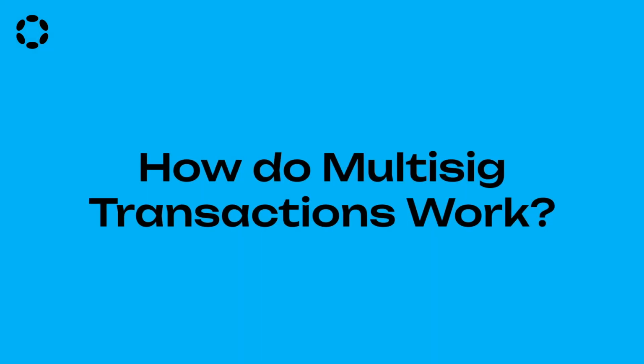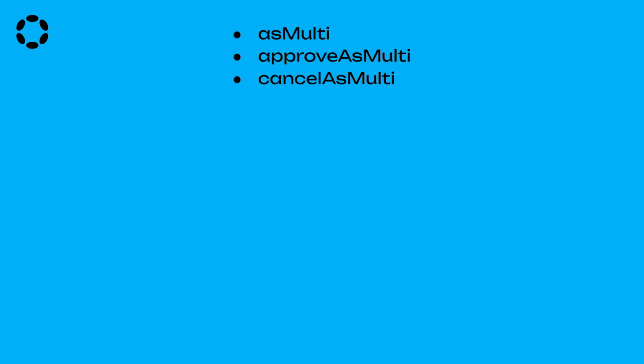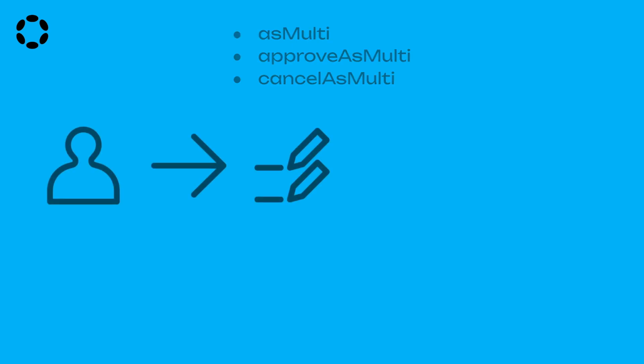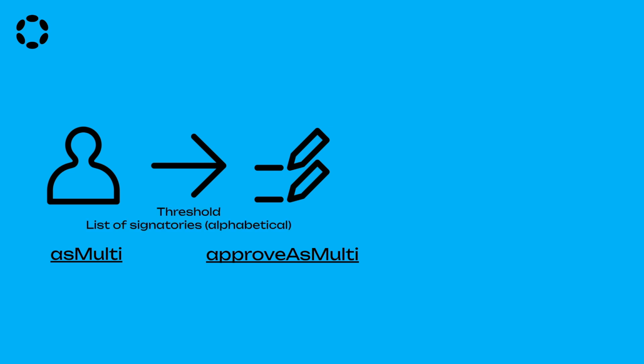There are three multisig functions that we will be looking at in this tutorial: asMulti, approve asMulti, and cancel asMulti. Let's examine the entire multisig process to understand how these functions work and what they require. For a multisig to execute a transaction, it must first be initiated by one of the signatories. To do this, any signatory may submit either an asMulti transaction or an approve asMulti transaction. Both of these require the submitter to indicate the threshold of the multisig and the list of the other signatories sorted in alphabetical order of their raw public keys.